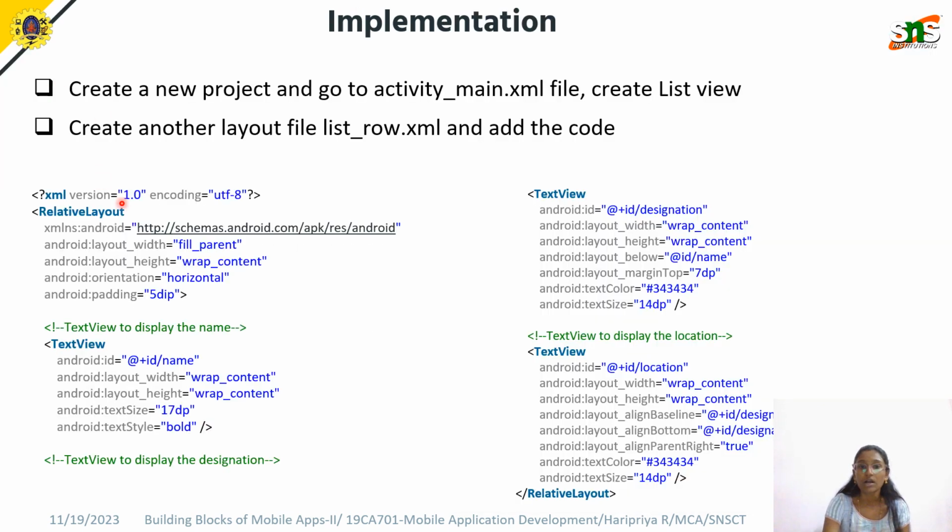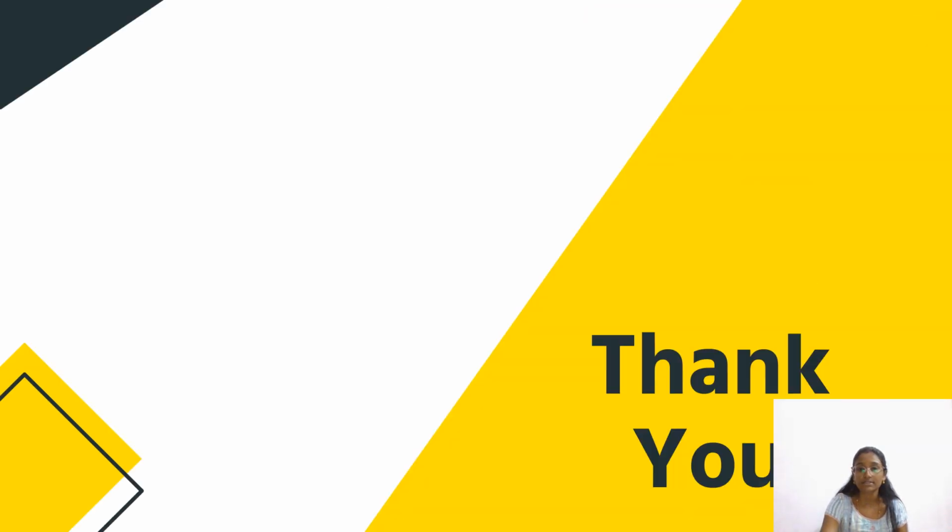And next, how to create the list row. This is the XML coding for how to use the contact side. Okay. Thank you guys. We will see in the next video how to create the graphics and animation side in Android mobile applications, and we will also discuss more case studies in that video.